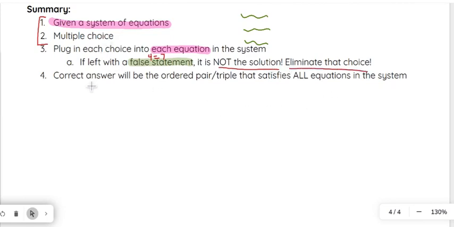But if it does work for, let's say, the first equation, then we go on and try that same ordered triple or ordered pair for the second equation. If it's a 2 equation system, then if it works for both, then that's your answer. If there's 3 equations, then you go on and you check for the third one as well to confirm, yes, it works for all 3 of those. And then that is your final answer.